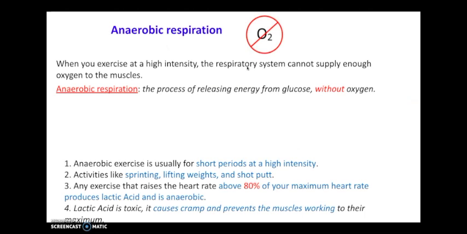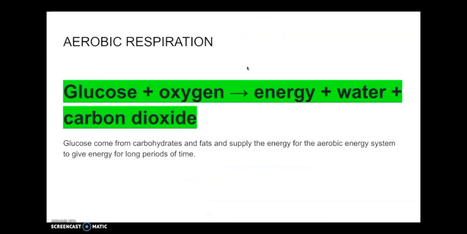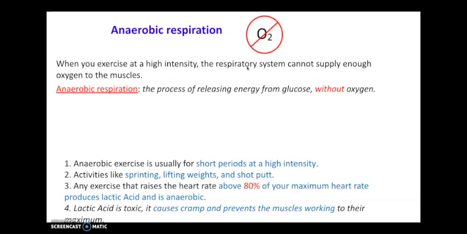Then the other one is anaerobic respiration. So if we look at aerobic, it includes oxygen. The way to remember it is aerobic is with oxygen, exercising with oxygen. Anaerobic is the opposite. So see how it says O2 and it's in one of those banned red signs? That's because when you're doing anaerobic respiration, you are not using oxygen, because you're exercising at a really high intensity.